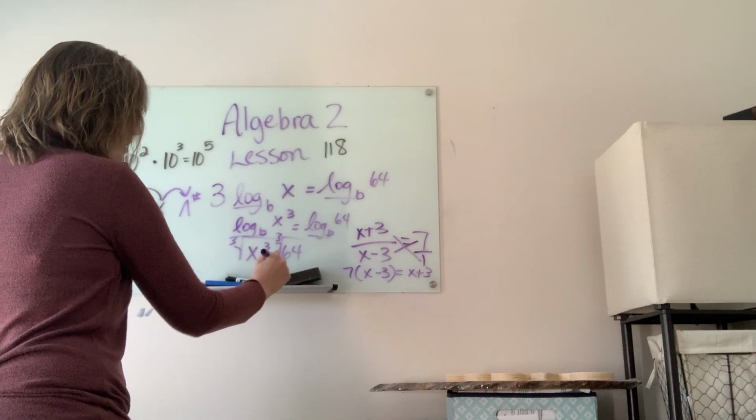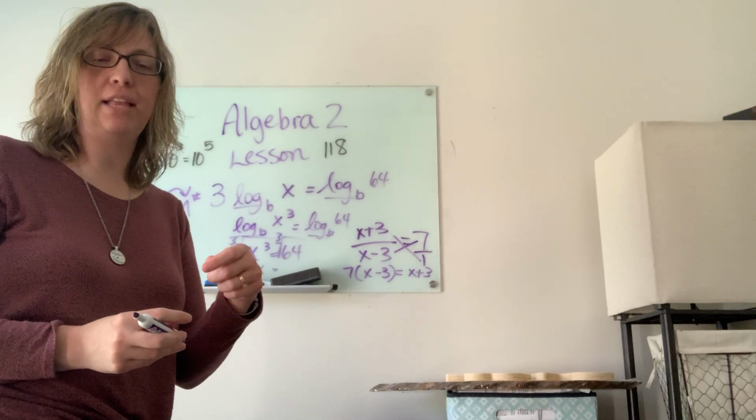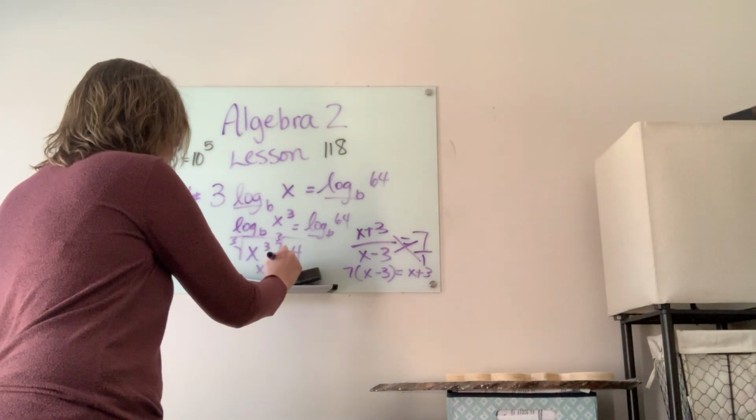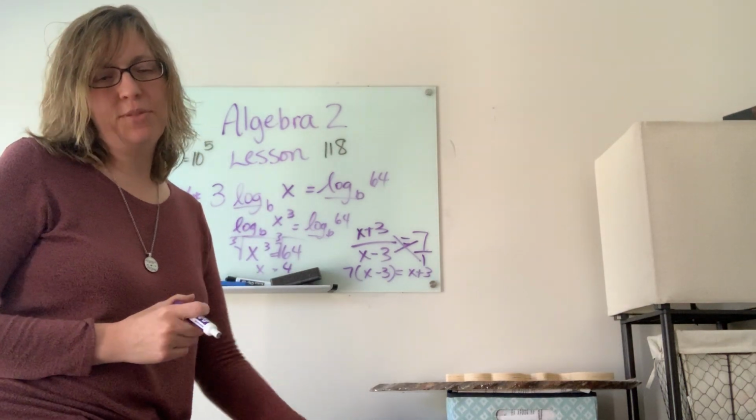So what is x? What does x equal? If I'm looking for the cube root of 64, plug that in your calculator. Cube root of 64 is 4. 4 times 4 is 16. 16 times 4 is 64. So that's how I solve those.